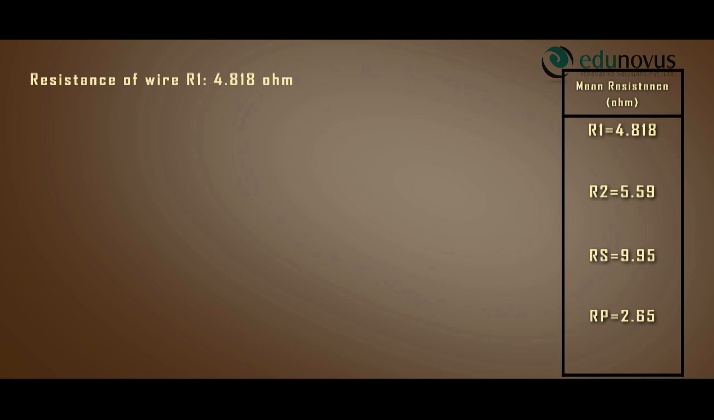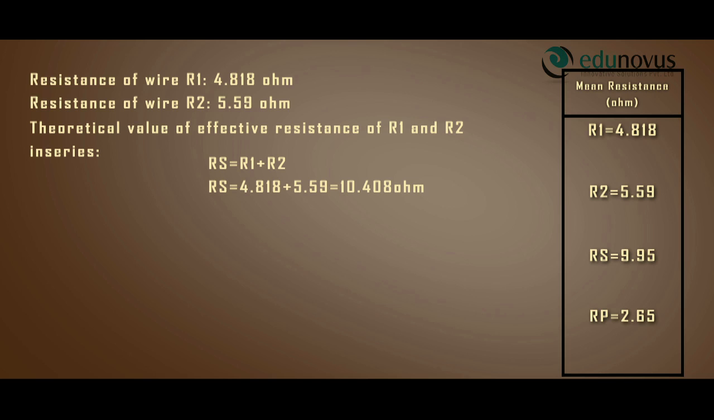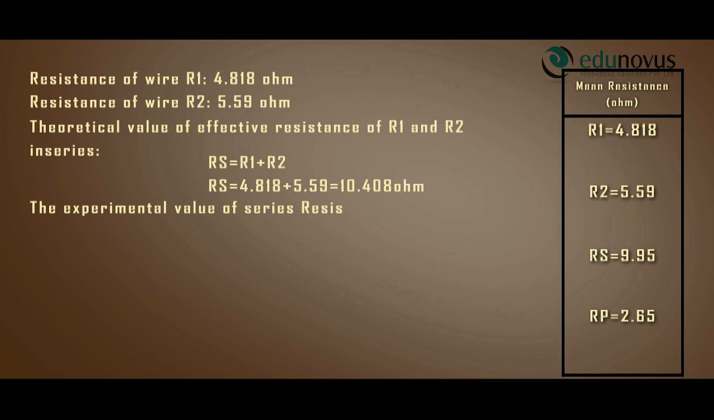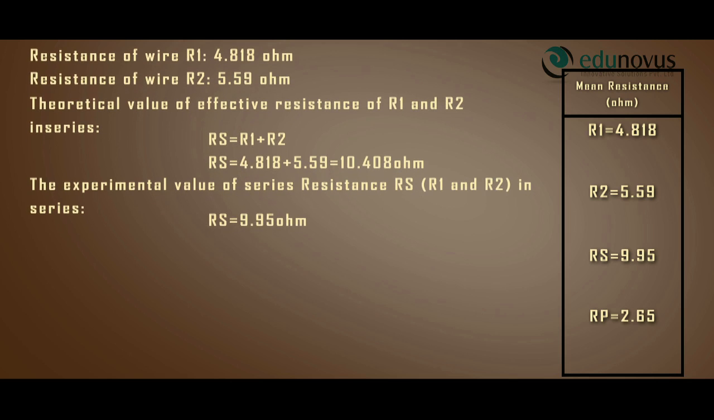Resistance of wire R1 is equal to 4.818 ohms. Resistance of wire R2 is equal to 5.59 ohms. Theoretical value of effective resistance of R1 and R2 in series, Rs is equal to R1 plus R2. Rs is equal to 4.818 plus 5.59, which is 10.408 ohms. The experimental value of series resistance Rs, R1 and R2 in series, Rs is equal to 9.95 ohms.